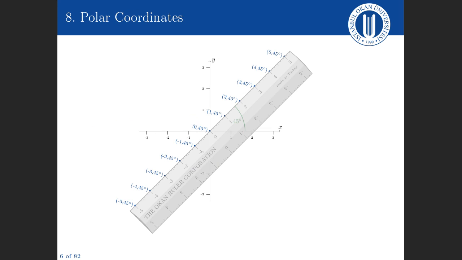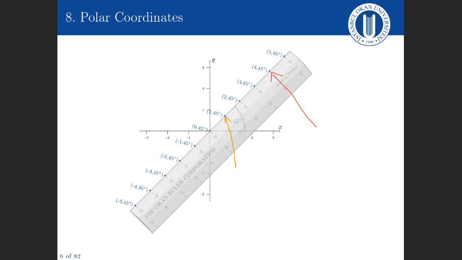Then we can measure the polar coordinates for all of the points along the ruler. For example, this point, the distance from the origin to this point is 1, and the angle of the ruler is 45. So we say this point has polar coordinates 1, 45 degrees. The point which I'm pointing at with a red arrow has polar coordinates 4, 45 degrees, because the distance from this point to the origin is 4. And the angle that the ruler makes is 45 degrees.